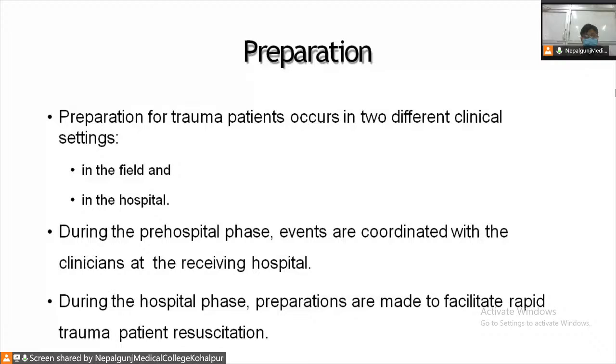During the pre-hospital phase, events are coordinated with the clinicians at the receiving hospital so that the doctors and hospital staff are informed and prepared to receive the patient and treat with maximum effort. During the hospital phase, preparations are made to facilitate rapid trauma patient resuscitation. As we discussed, the primary aim of this ATLS is to facilitate rapid trauma patient resuscitation, because with resuscitation there is the highest chance of saving the patient. So this is the prime focus that we follow in ATLS.